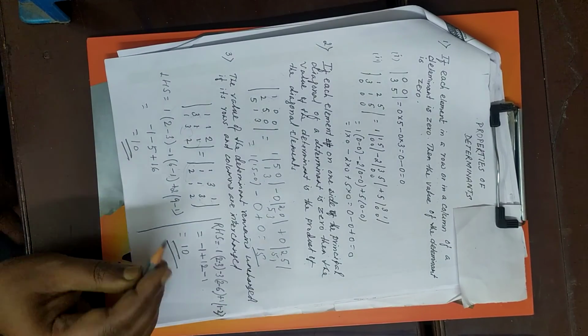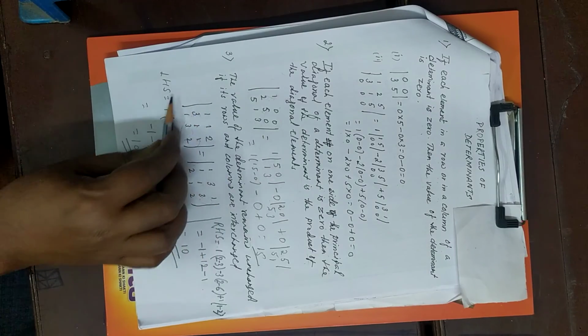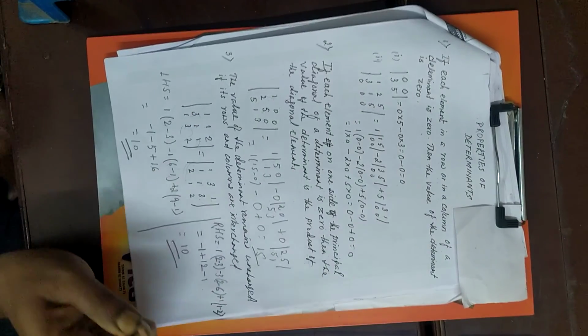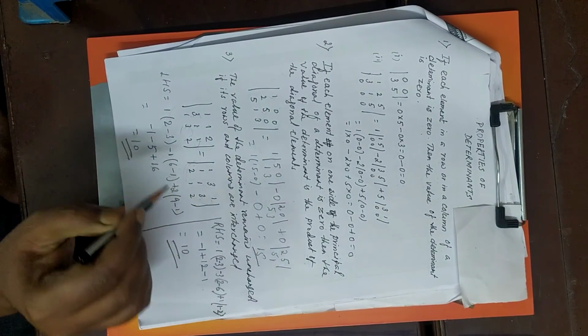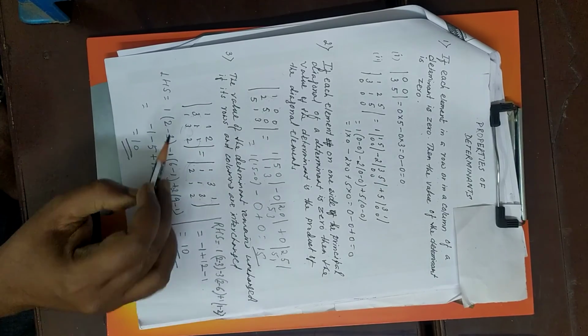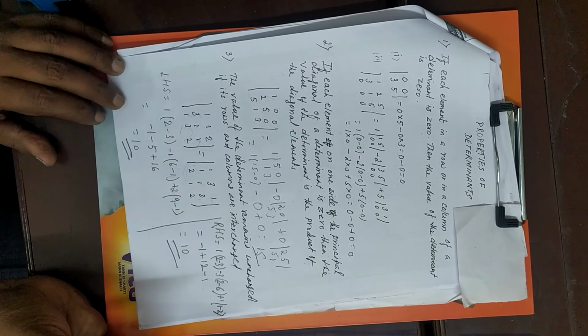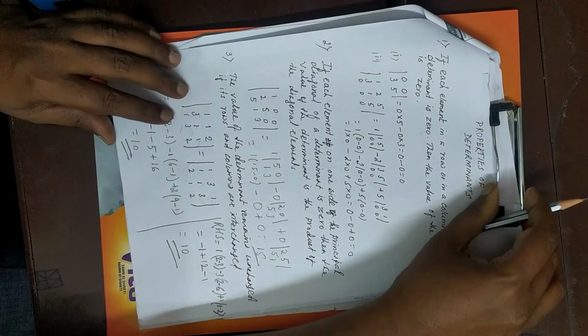That means in any determinant we can interchange the rows and columns if we require to do that. Instead of explaining anything directly, we can interchange the rows and columns and we will get the same result.